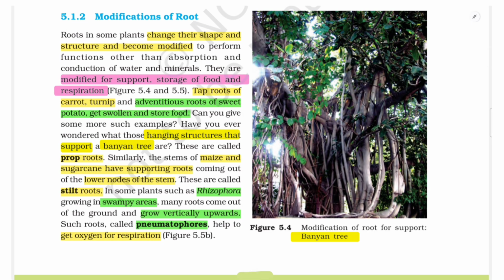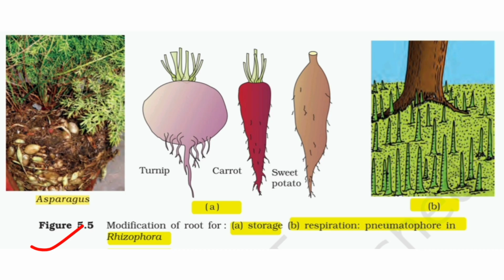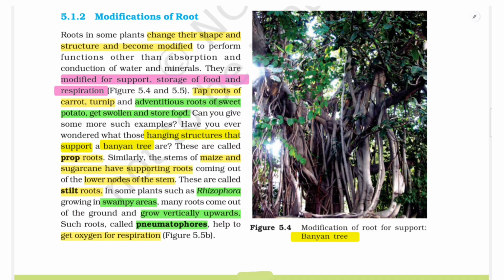5.1.2, Modifications of Root. Roots in some plants change their shape and structure and become modified to perform functions other than absorption and conduction of water and minerals. They are modified for support, storage of food, and respiration, Figures 5.4 and 5.5. Tap roots of carrot and turnip, and adventitious roots of sweet potato, get swollen and store food. Can you give some more such examples?